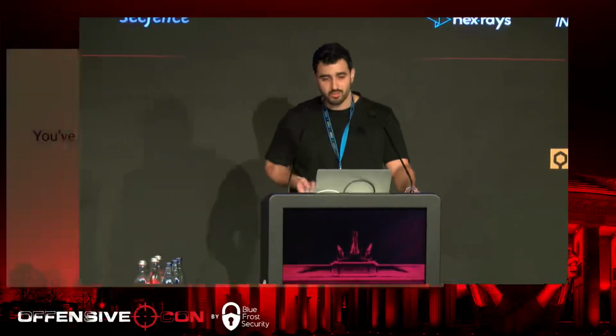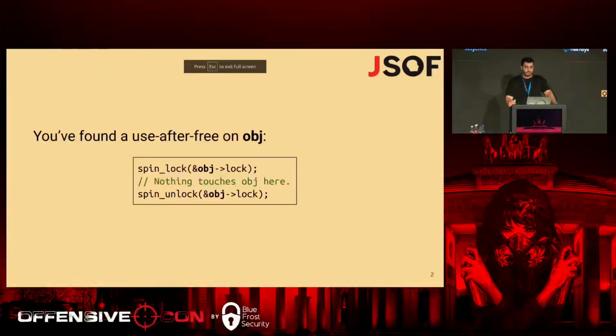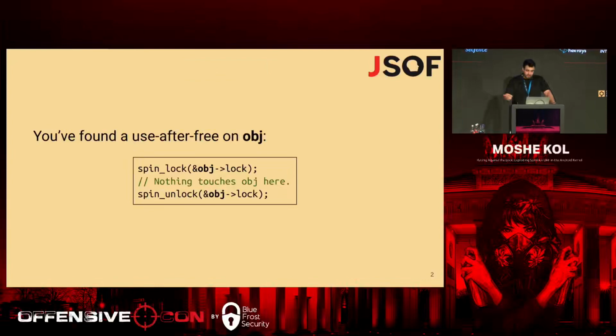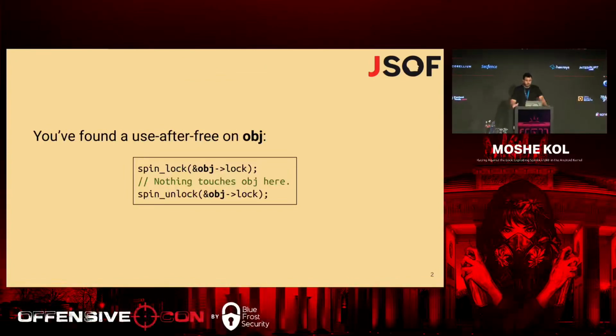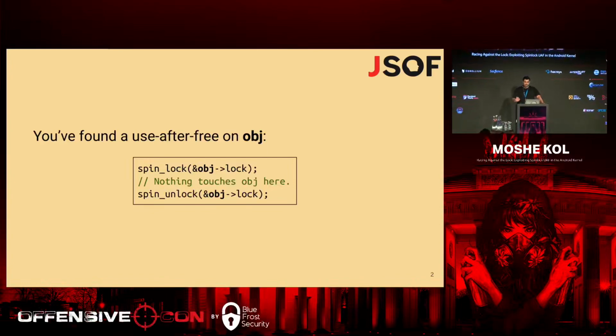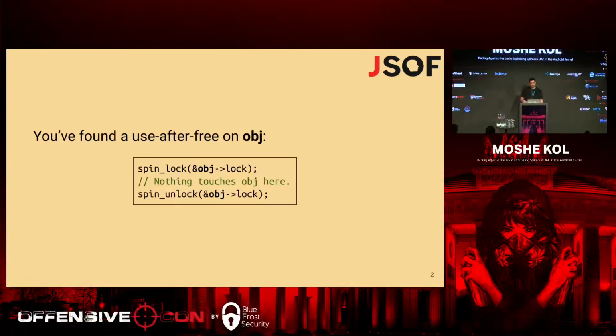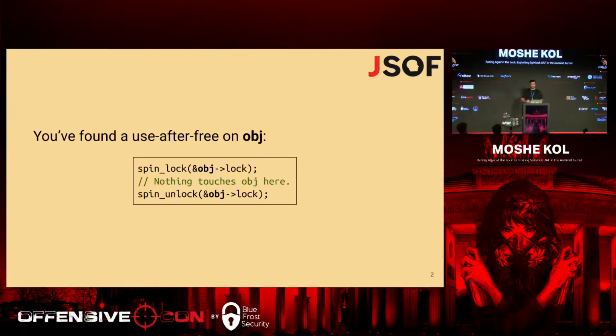So today we are going to talk about use-after-free vulnerabilities in the Android kernel, and a very specific use of the free bugs. Say you're in the kernel, you found some use-after-free bug on some kernel object, but it so happens that the only code flow that touches the freed object is trying to take a spinlock on it and then release the lock. So nothing touches the object inside the critical section and nothing touches the freed object elsewhere. So this is all you got.